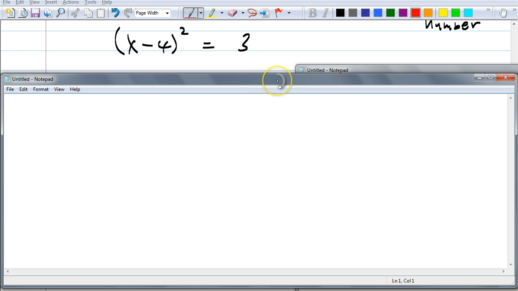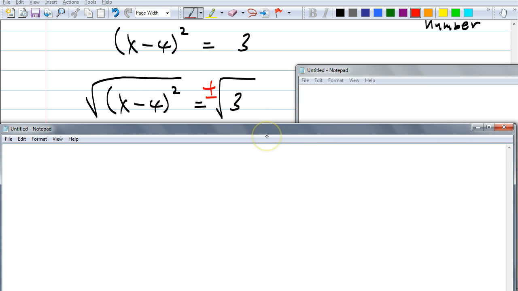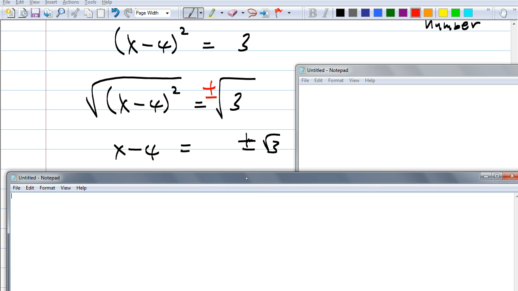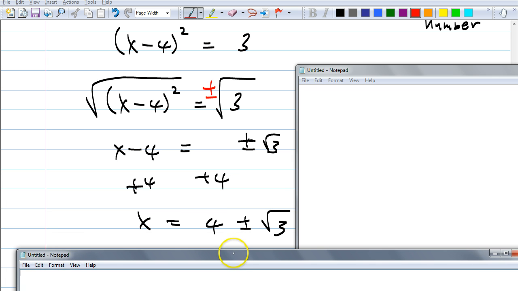So did you all put square root both sides and put plus or minus on the right side where the number is, right? And what does the square root and the square do? They cancel out, so you just get x minus 4 equals plus or minus square root of 3, right? And then what do we do? You add 4, and of course you get this.